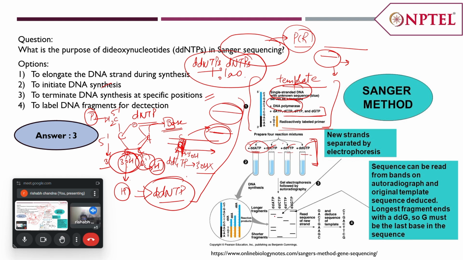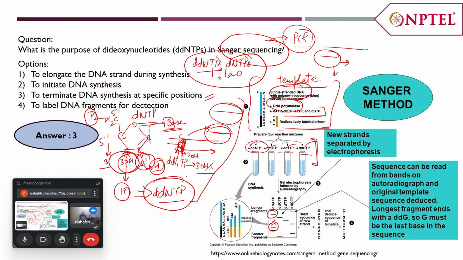So now what will happen, if we are running in different wells, then the chain that has been terminated at that particular position where it needs to be incorporated will form a band there. Likewise, for every position at which A needs to be incorporated into the growing chain, that will form a band at that particular position. Same way for the other ddNTPs also.